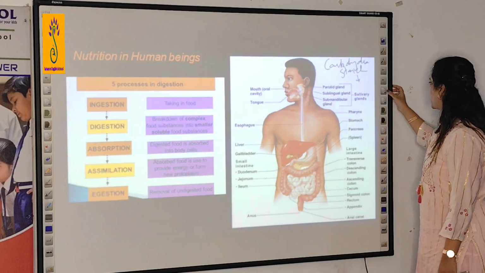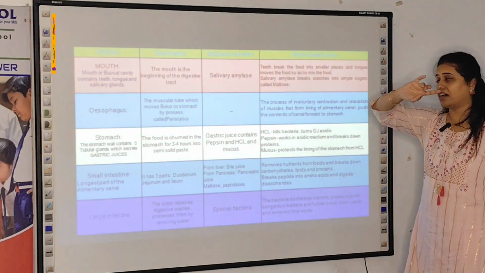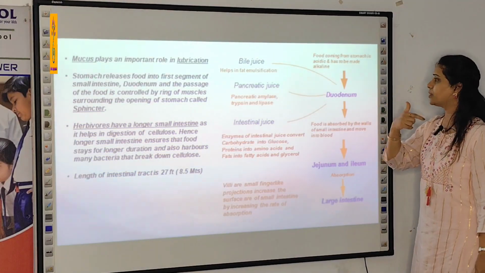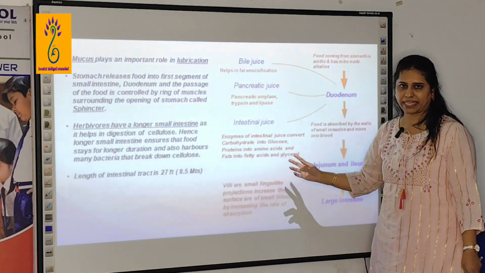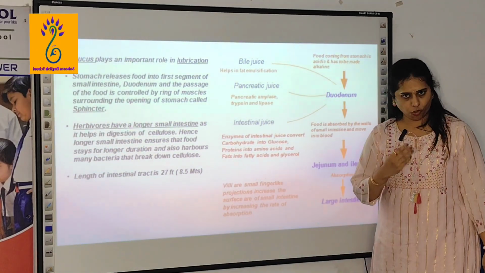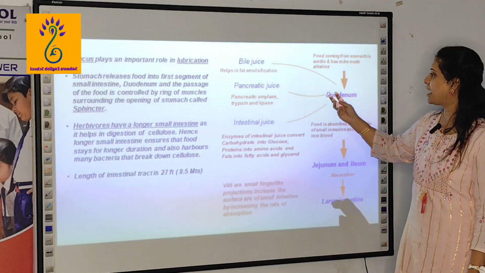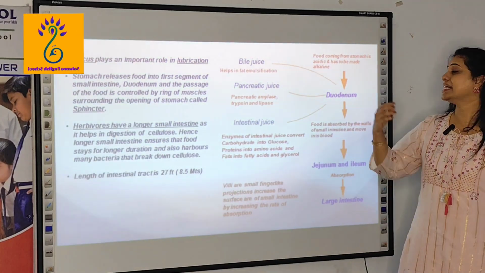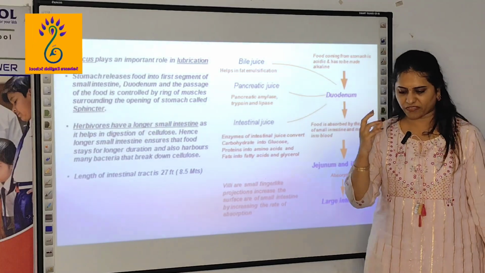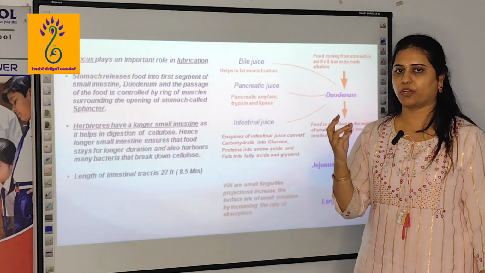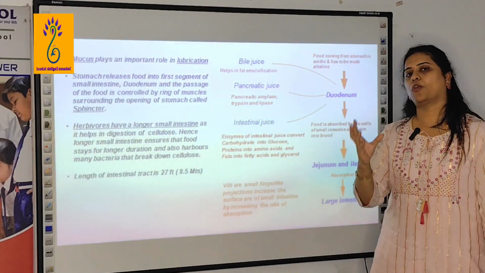You have seen salivary amylase in the mouth. Here you have pancreatic amylase, which will break down the carbohydrates further. Next, it is trypsin, another enzyme. I told you enzymes are very essential because they act as biocatalysts. They break down complex substances into simpler substances.